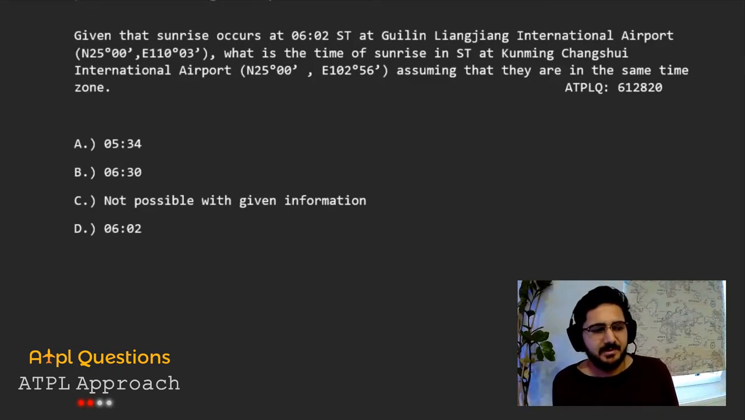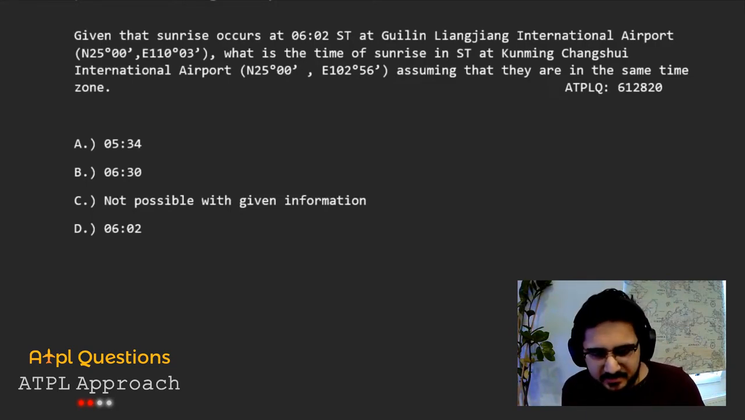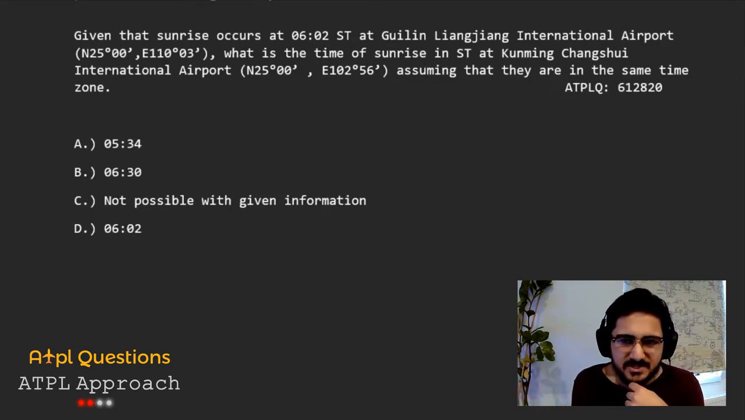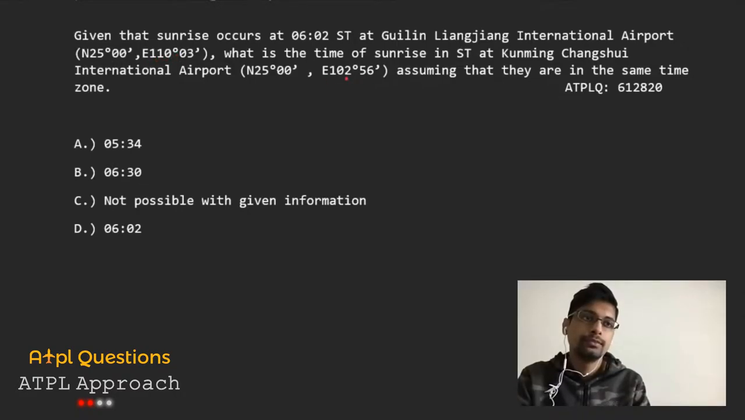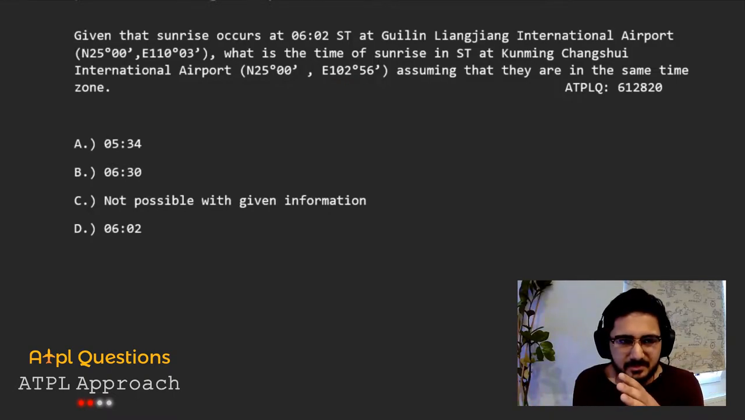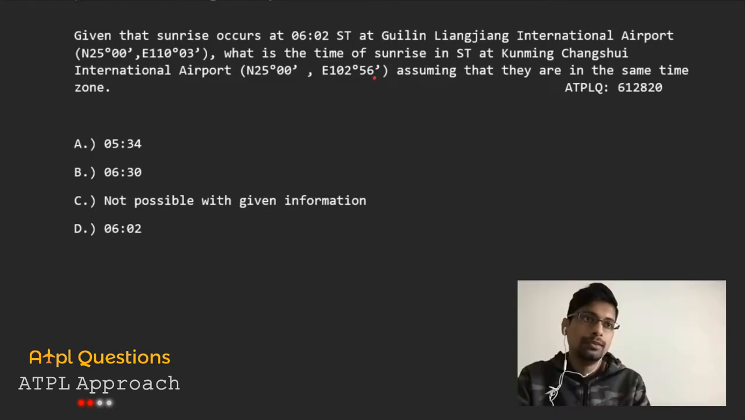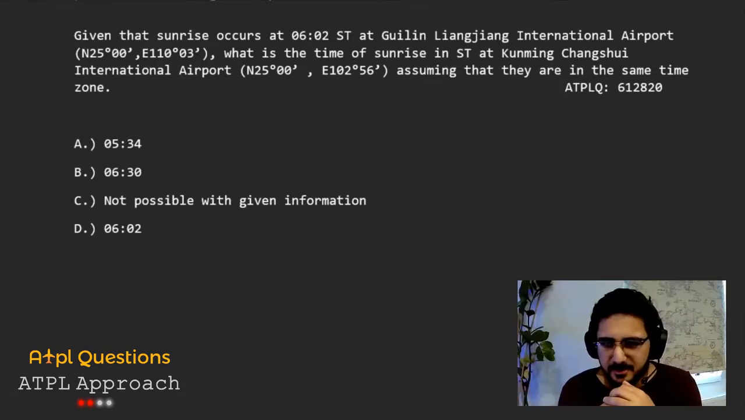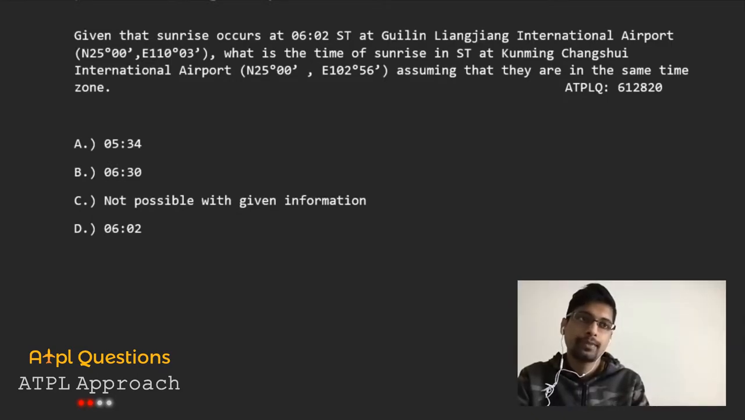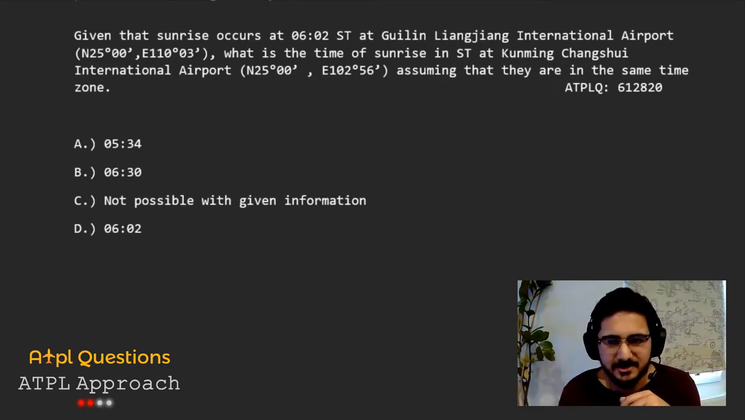So what that basically means is that we can see that the international airport is 110 degrees east, and the other airport is 102 degrees east. So, which one is going to get the sunrise first? The first one or the second one? Have you heard of the sun rises in the east, sets in the west? That means the more east it is, the earlier it's going to rise.